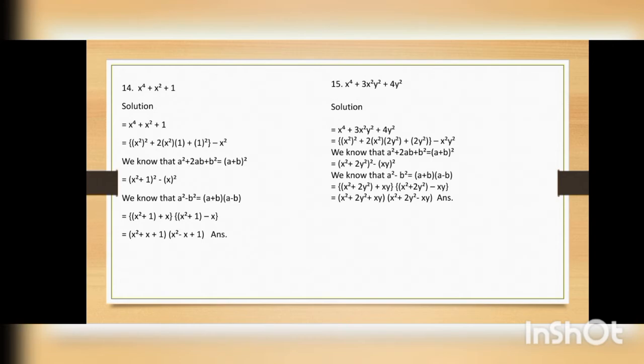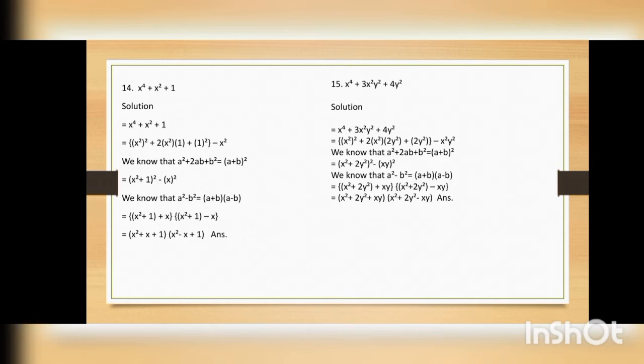Then our middle term 2ab is 2, a is x square, b is 2y square. Then we observe that our middle term is 2 into x square into 2y square, which is equal to 4x square y square, but originally we had 3x square y square, so we have added 1x square y square ourselves, so we have to subtract it as well, and that's what we did in the second step. Now we have written this formula.